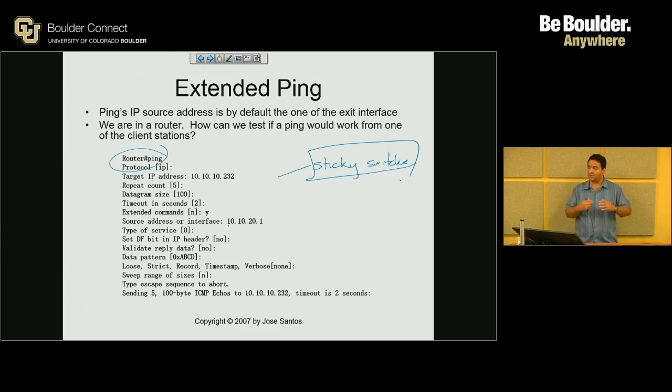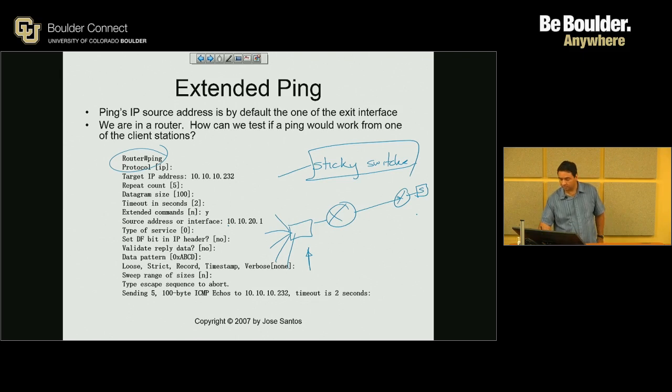Extended ping allows you to ping from a router on behalf of a computer. So if you manage a router that connects to a switch, that connects to multiple computers here, how can we assure that a user from here can connect to a particular destination network? If you run the ping command on the router, what happens? The source IP address of that ping is that port. So that means these guys can ping each other, but that doesn't mean that these users can actually go all the way to the server.